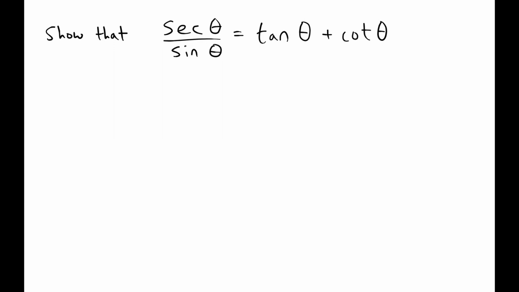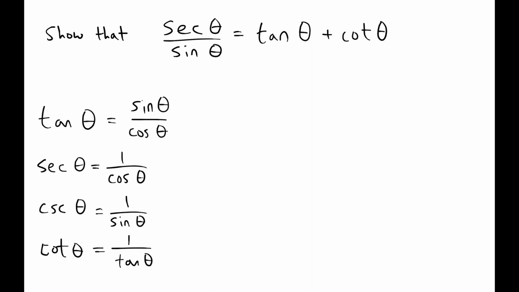Here I want to show that secant theta over sine theta is actually equal to tan theta plus cotangent theta. It's a problem involving identities where I have to substitute in certain expressions that can replace the functions that are there. So I might think of some identities that I have.